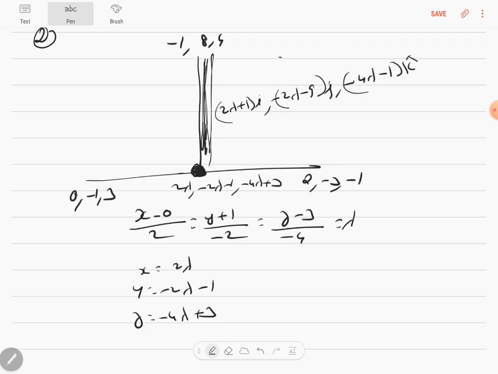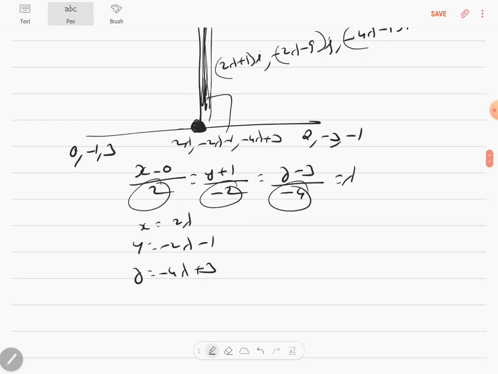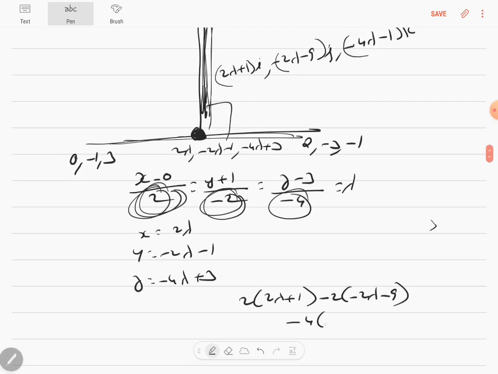This vector and the given line will be perpendicular to each other, because they are obviously perpendicular. What is in the denominator is the direction of the given line. That and this line are perpendicular, so you can simply take the dot product: 2 into (2 lambda + 1), minus 2 into (-2 lambda - 9), minus 4 into (-4 lambda - 1) has to be equal to 0.